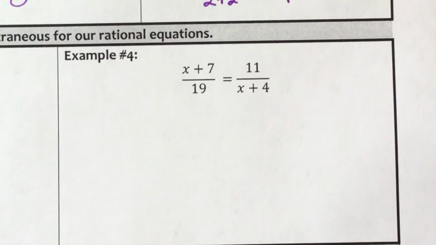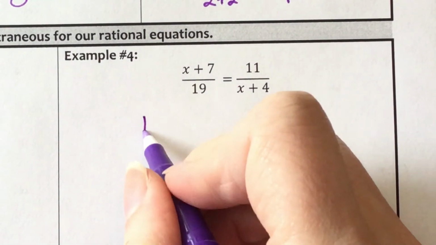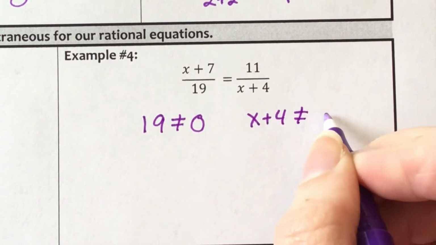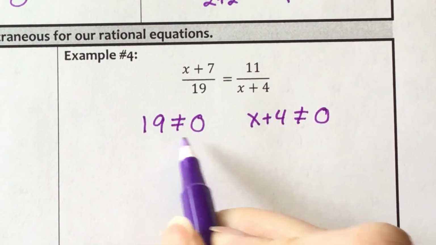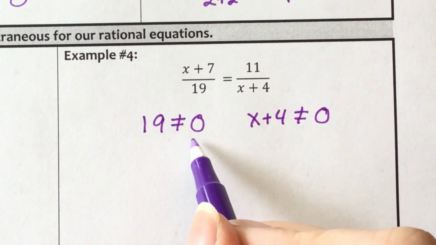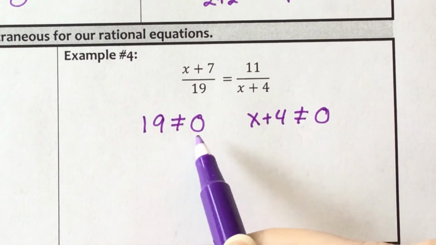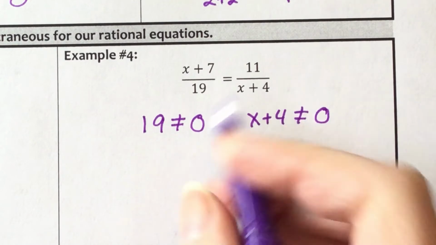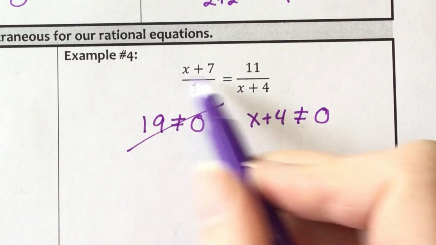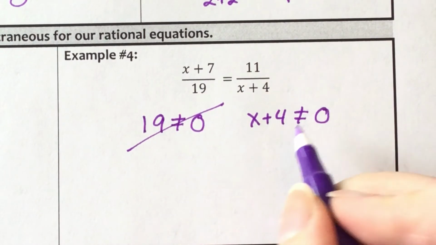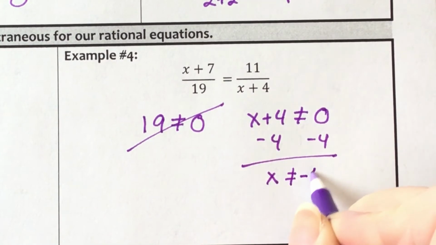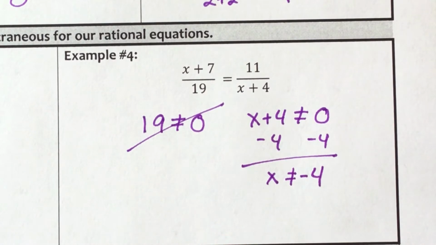Number 4, set each denominator equal to 0. 19 does not equal 0. X plus 4 does not equal 0. On that first part where it says 19 does not equal 0, there's no x in that denominator. So you're not going to find an extraneous solution when there's no x in the denominator. So this one doesn't matter. That means we really didn't even have to write that one out. It was impossible to find an extraneous solution there. Second one, subtract 4, x cannot equal negative 4. So -4 would be an extraneous solution.